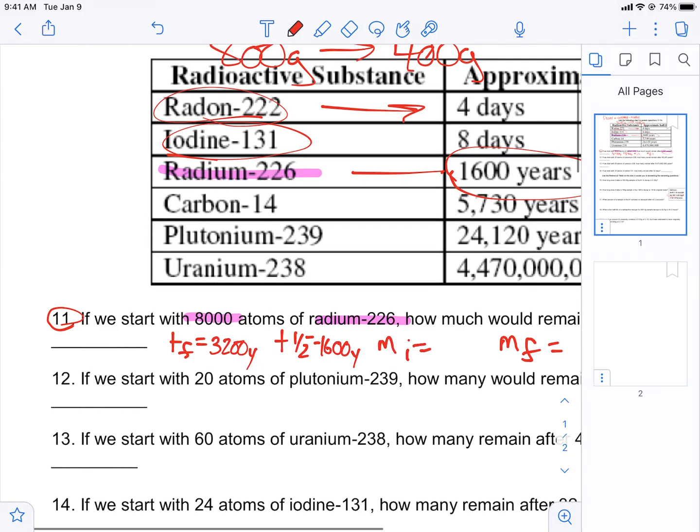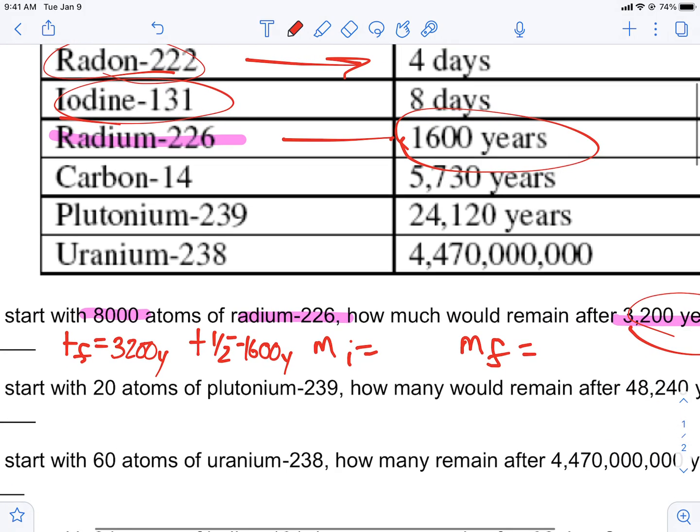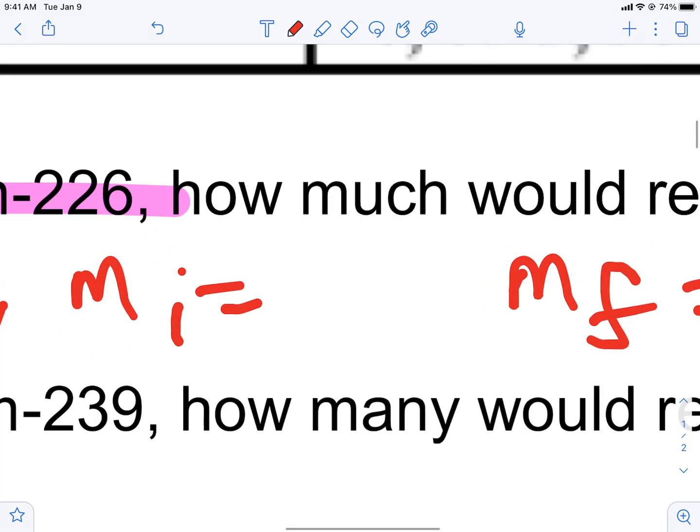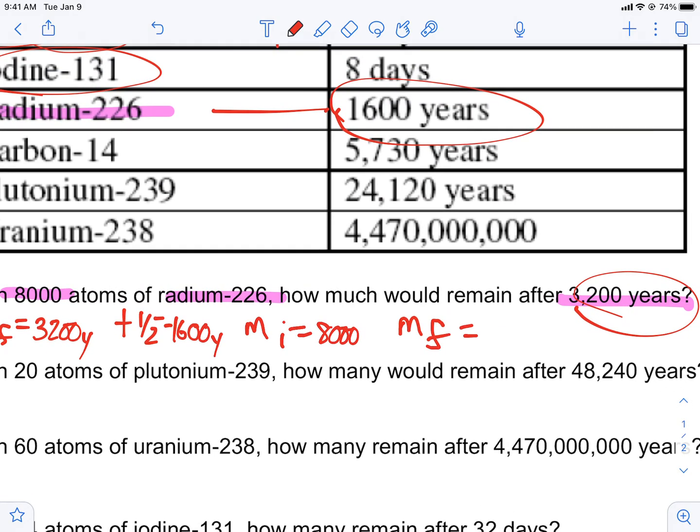Then we have to identify our initial mass and our final mass. Our initial mass says 8,000 atoms. It could be in grams, it could be atom numbers. The problems will give you different initial masses. And then your final mass, we don't know that yet. We have to figure that out.